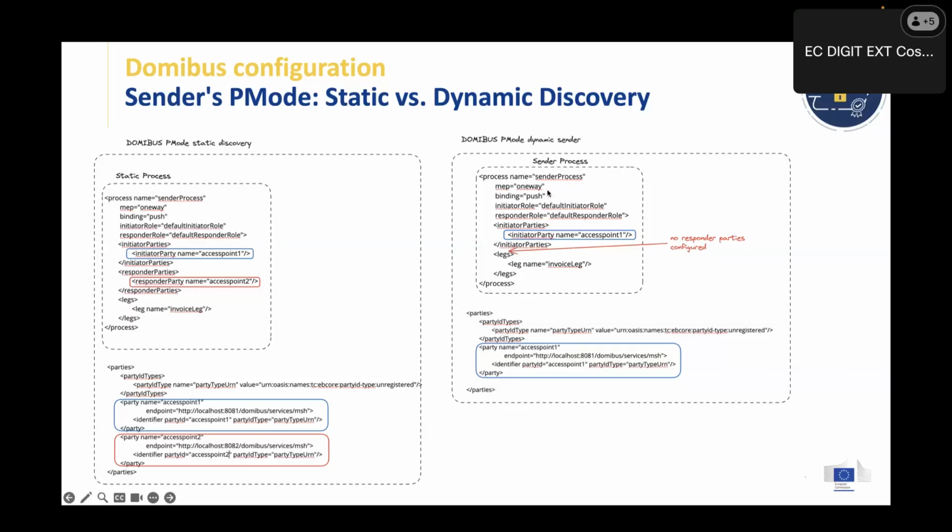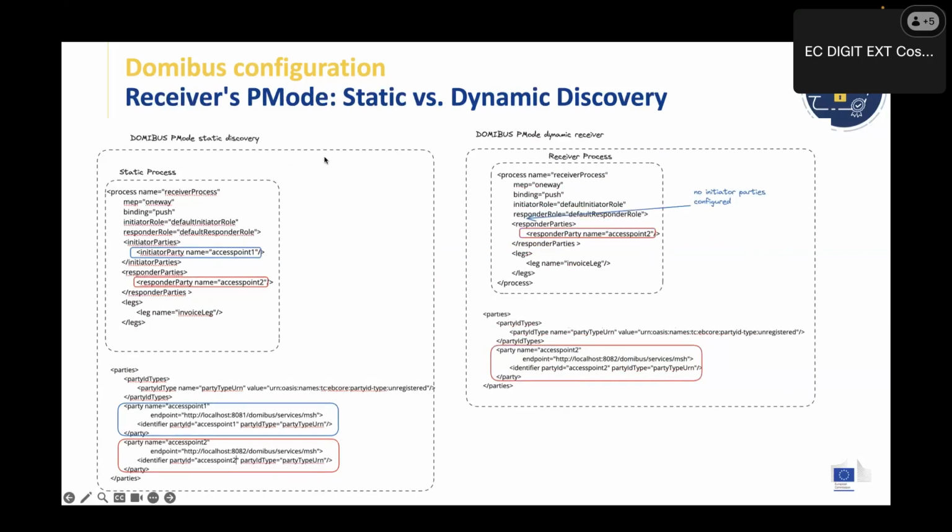For dynamic sender, when you are using dynamic discovery as a dynamic sender, we have to configure the initiator party, which is your own access point, but there are no responder parties configured because these are discovered at runtime. Here, the access point is the access point which sends the messages. So it's a simplified configuration.